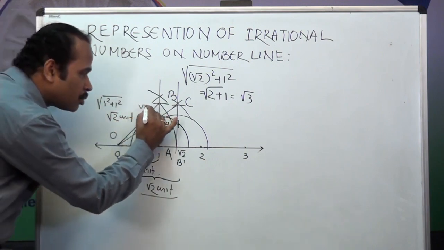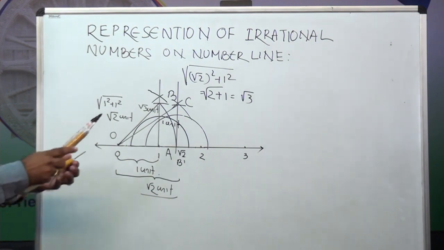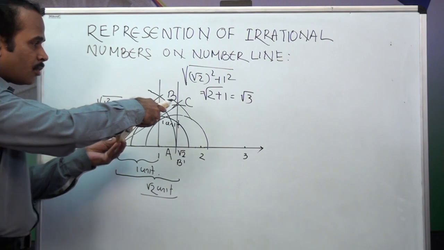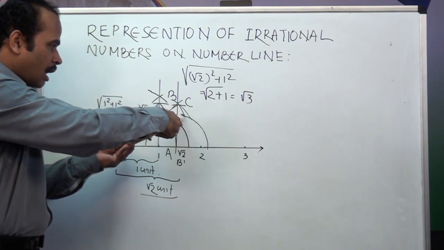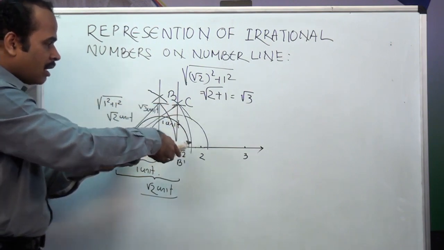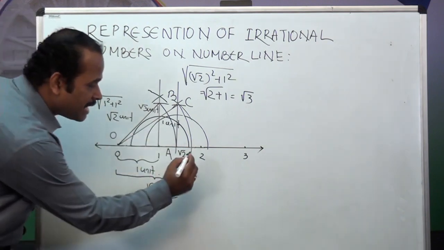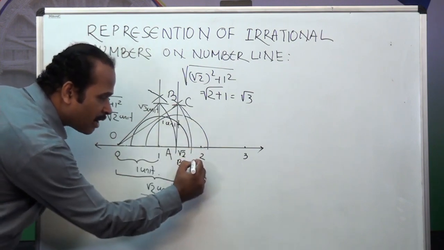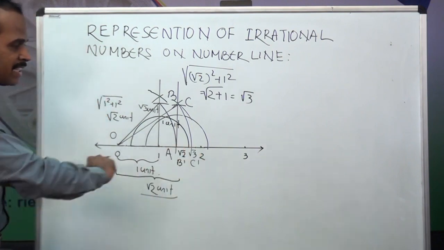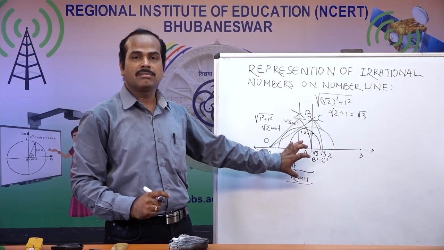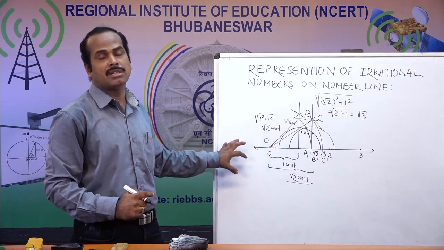And how to bring this root 3 unit to the number line? For that, I can take my compass. I will select this point O as center, OC as a radius, and I will draw an arc. Here I'll find the arc will cut this line at this point. This point is C, so let me take this point as C dash. Now C dash is a point on the number line which represents root 3. Now by this process, I brought this root 3 also onto the number line. So now we learned how to represent root 2, root 3, such types of irrational numbers on the number line.